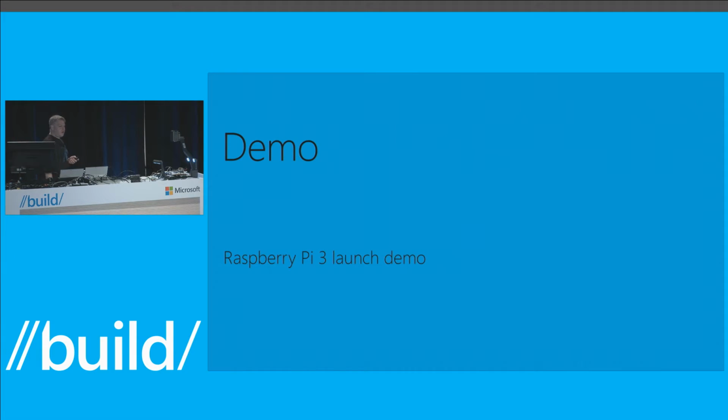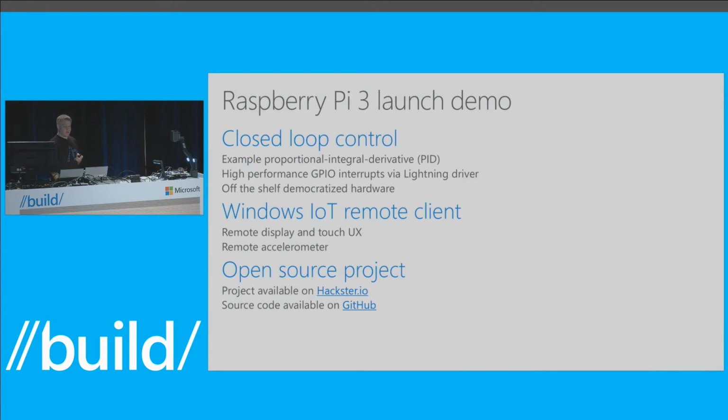So with that, a couple key points to make. With that launch demo, that was the demo that we used at the Raspberry Pi 3 launch on February 29th. Number one, that demo is showing closed-loop control. It's using proportional integral derivative control as an example, and it's using our high-performance GPIO interrupts via what we created, called the Lightning driver, to be able to satisfy the rate at which that wheel spins. So closed-loop control is being demonstrated there for the first time on a Windows 10 IoT Core device, or when we did it at the launch for Raspberry Pi 3.